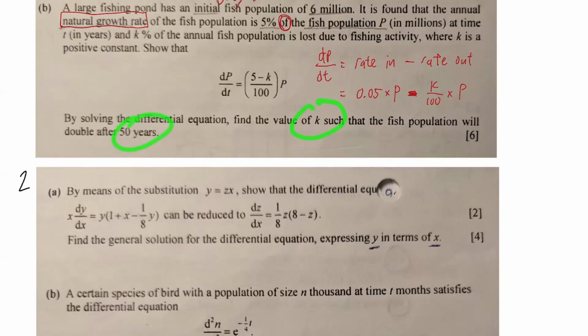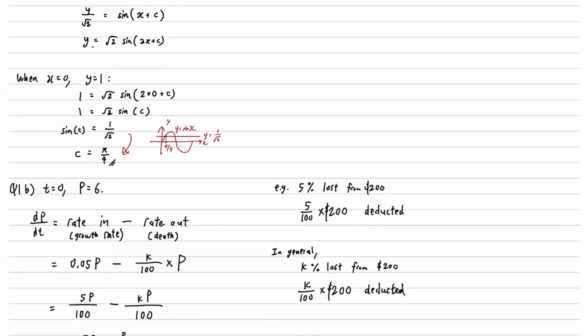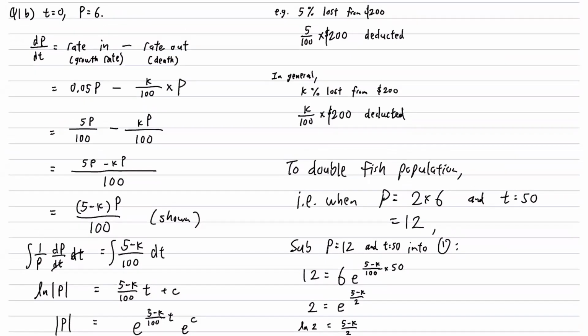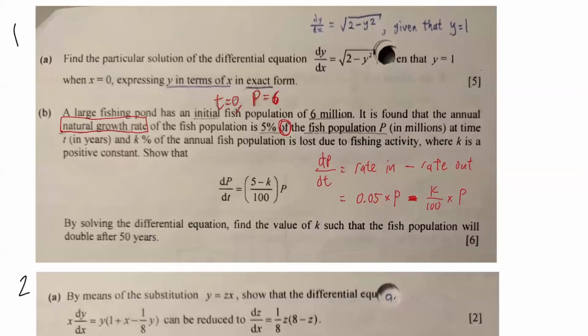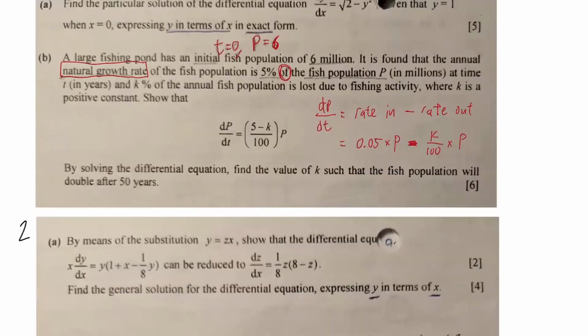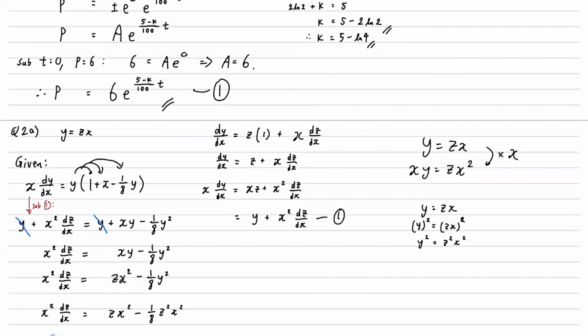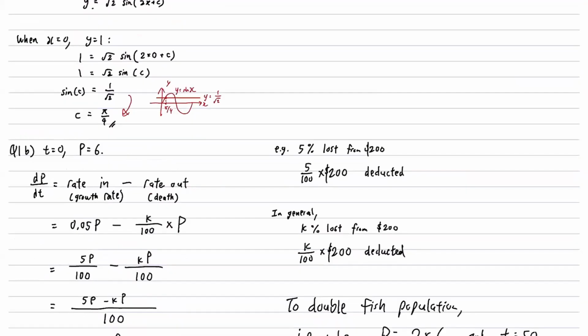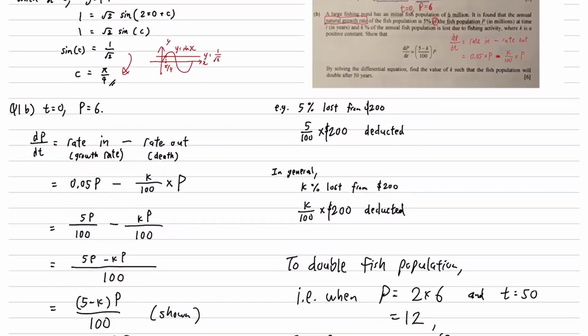and find out when the fish population will double after 50 years. I'll go back to that later. So let's just write down. Wait a minute, I should just copy down the question now. Sorry, let me try that. Where's my question? It's over here. There we go. So part B is over here.